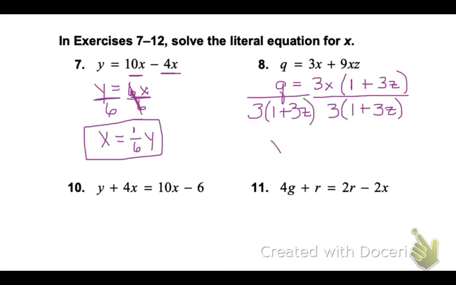And then we can write that q divided by 3 times the quantity 1 plus 3z.